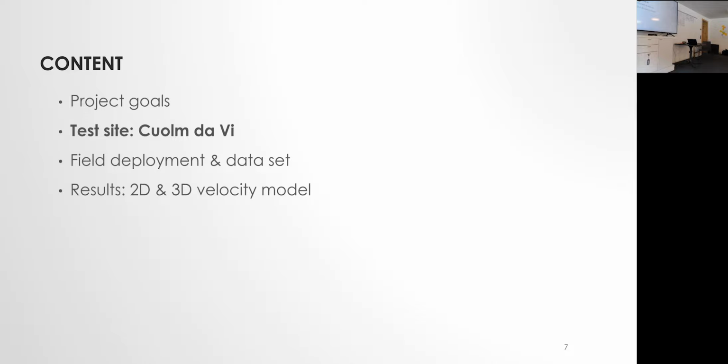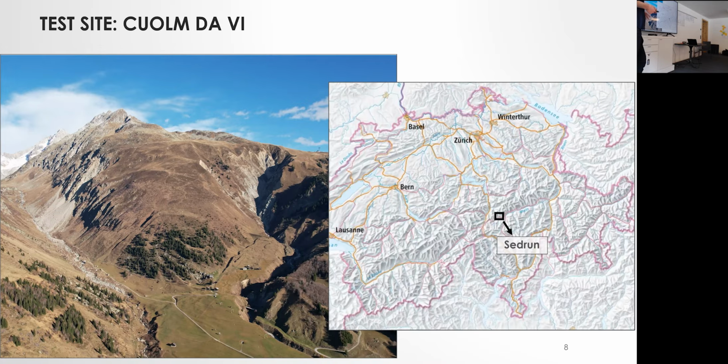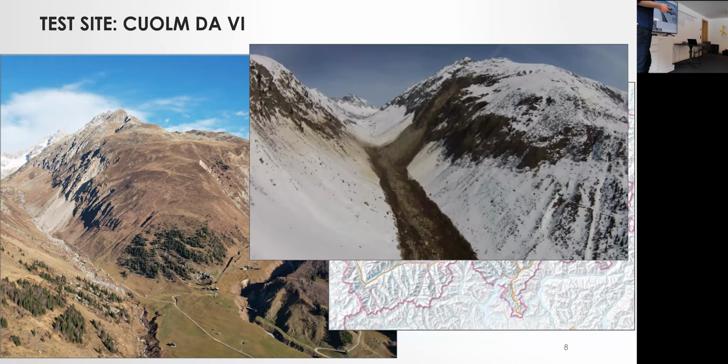Now, briefly about the Quam V landslide. Half of the room has seen this picture last week already, but then from the ground. This is the Quam V landslide, which is one of the largest active landslides in the Alps. It's situated, as I said, just around the corner, above the village of Seismic at the end of the Rhine Valley.